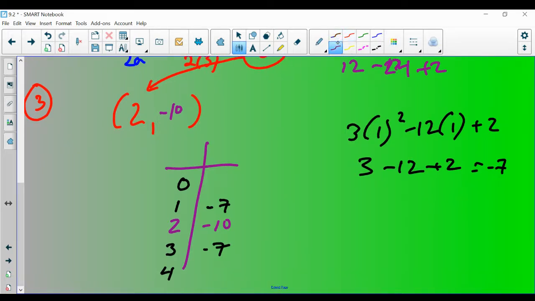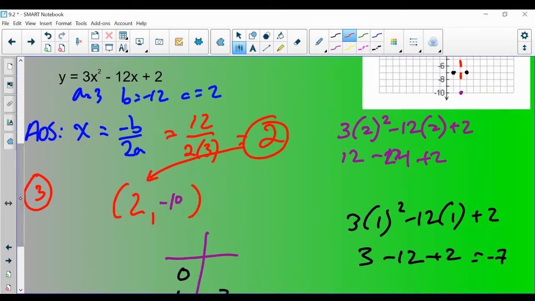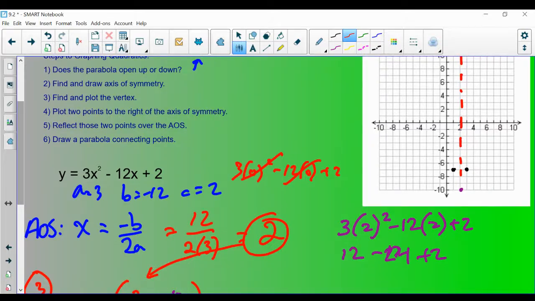Then I've got to plug in a different x value. I'll plug in 0 here. When I plug in 0, that's actually the easiest one because it makes this go away and this go away. Because 3 times 0 squared minus 12 times 0 plus 2, that's 0, that's 0, you just end up with 2. So 0, 2 is right here.